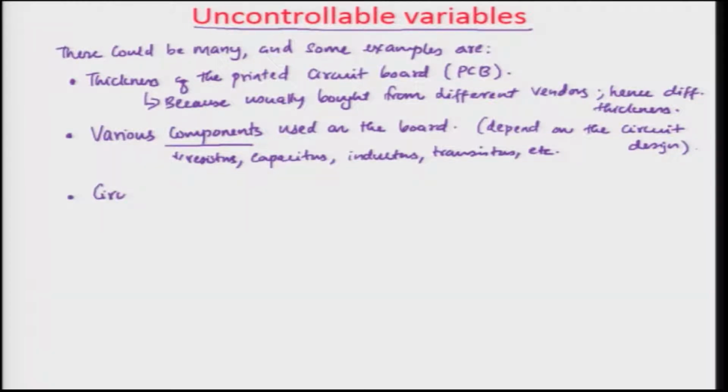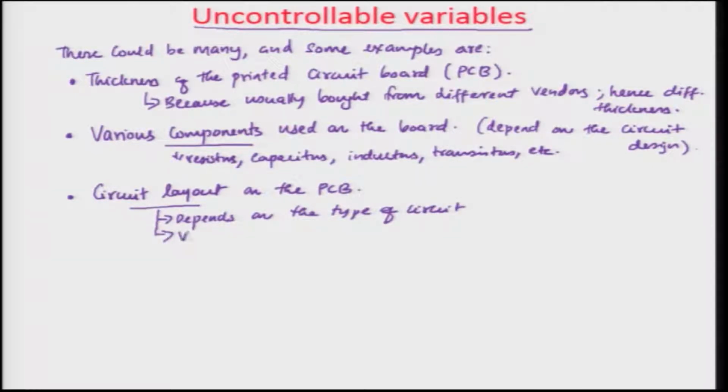The other one is circuit layout on the PCB. Okay. How is the circuit laid out? This depends on the type of circuit. Okay. It varies from application to application. So, what we are saying here is that in this PCB system, the circuit layout can also be a factor, but the point is you cannot control it because it depends upon what type of circuit it is and what application it is being used for. So, you have no control over it, the circuit board comes to you as designed by somebody else. Okay.